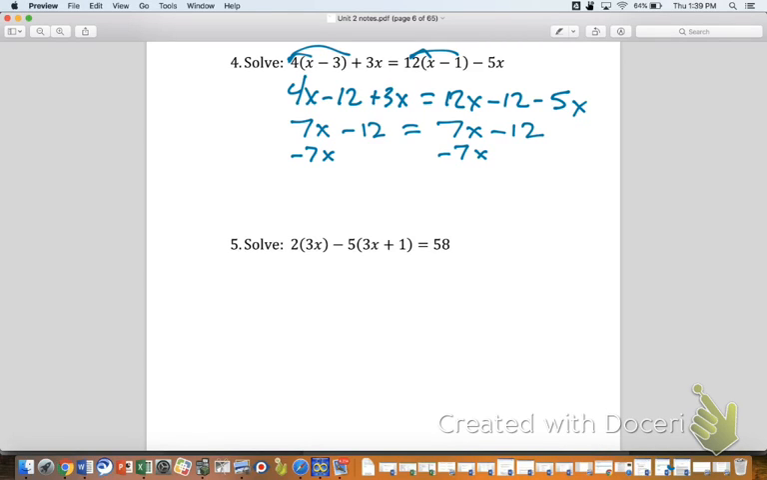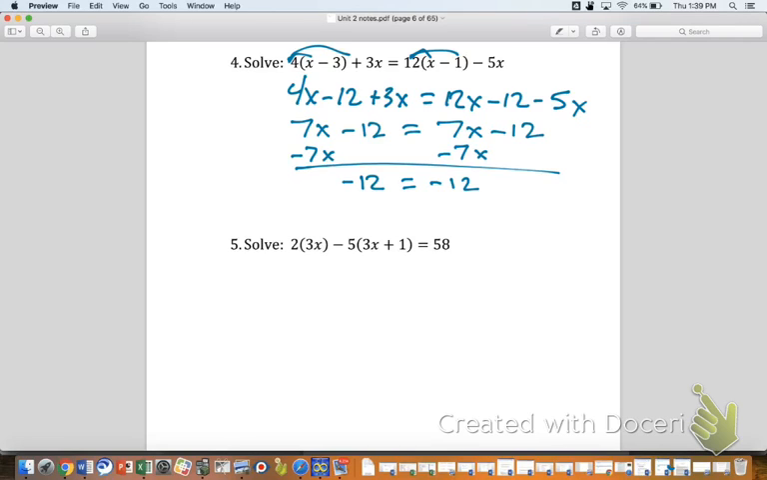I get it. This is where it gets really interesting. What is 7x's minus 7x's? 0 of them, right? Just 0. So those will add out. So the left side just ends up being 0 minus 12, which is just negative 12. The right side, 0 minus 12, which is negative 12. So we end up with this negative 12 equals negative 12.